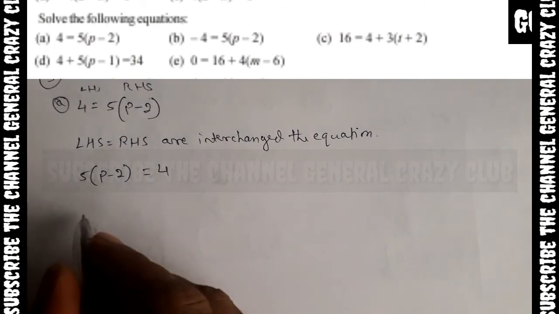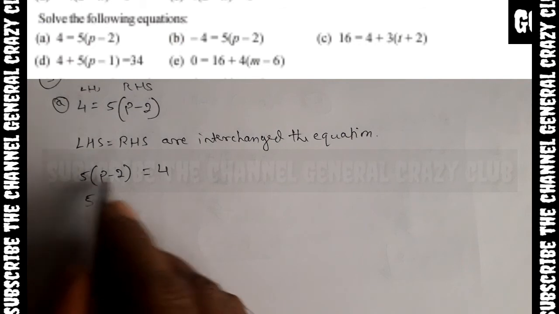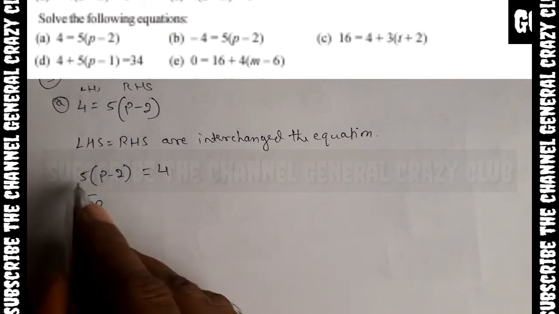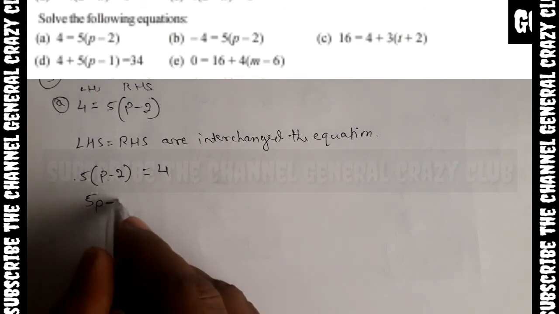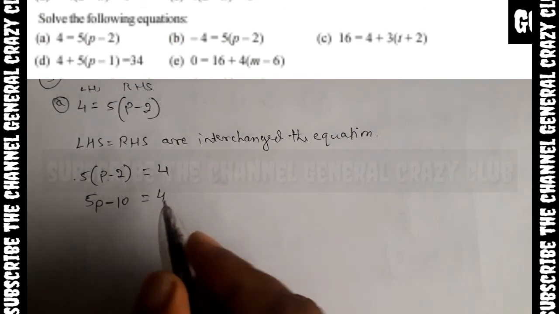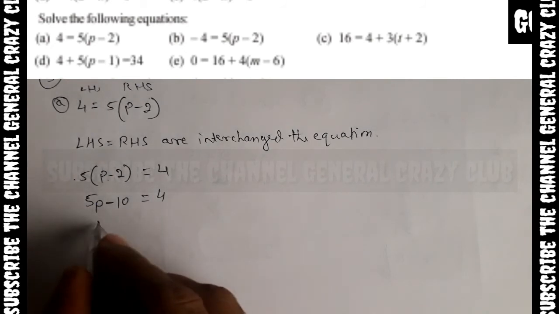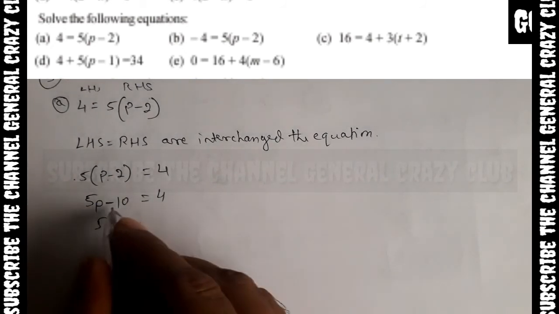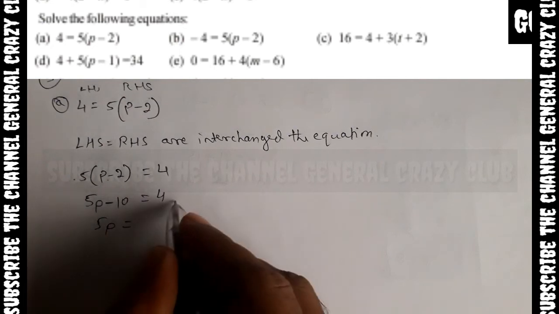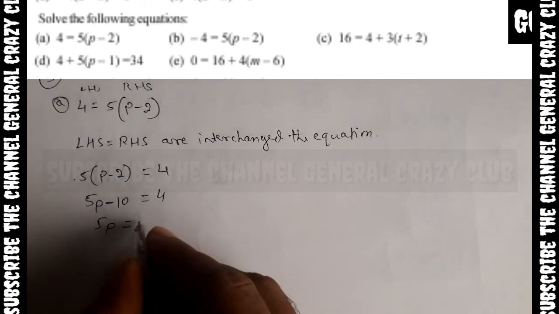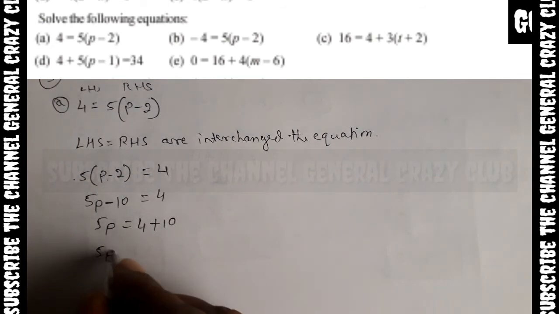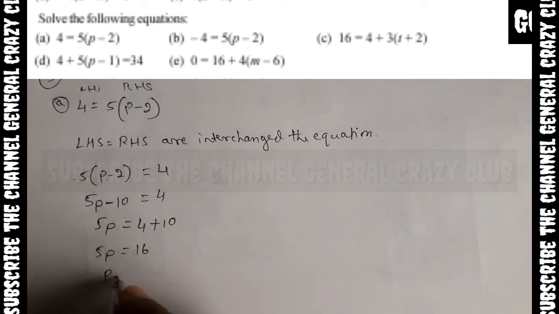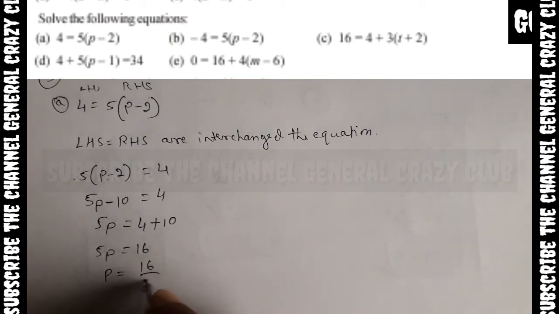5 ones are 5, 5p. 5 twos are 10. Which 10? Plus into minus, minus 10. That means 5p minus 10 equal to 4. After that, 5p equal to, it is transposing, minus 10 coming to the right hand side, 4 plus 10. 5p is equal to 14. p is equal to 14 by 5. Answer is this much.